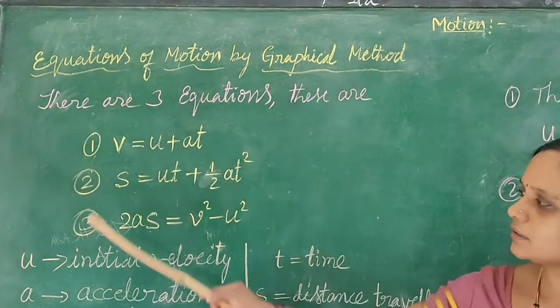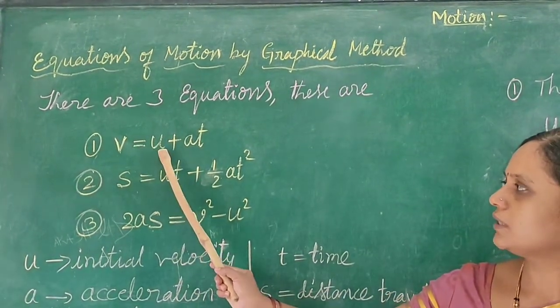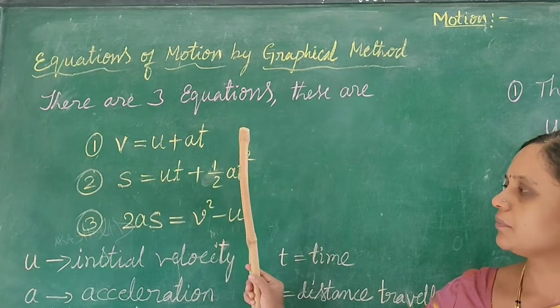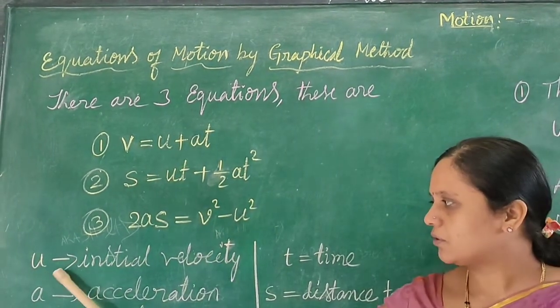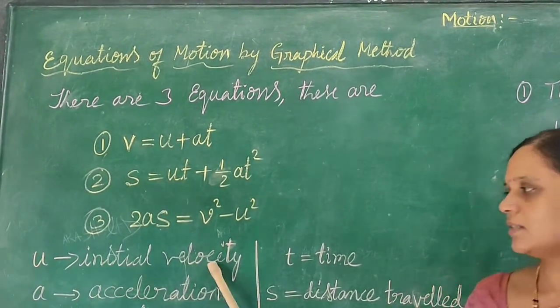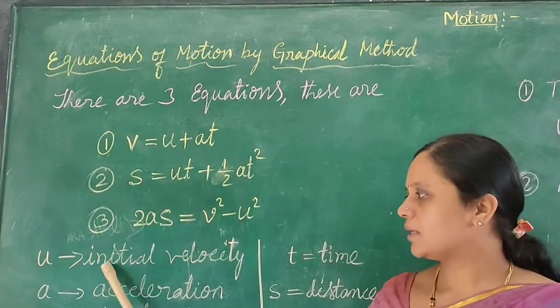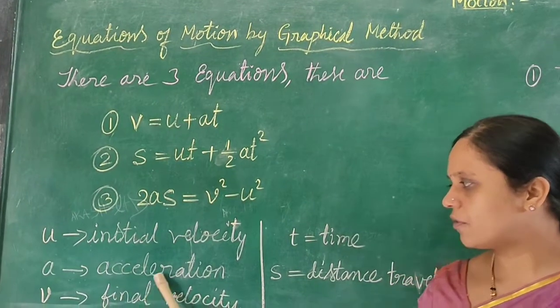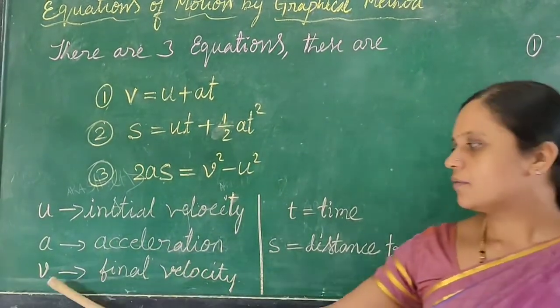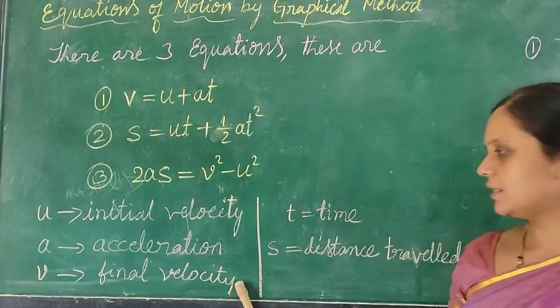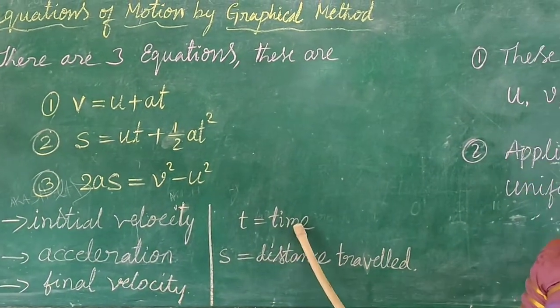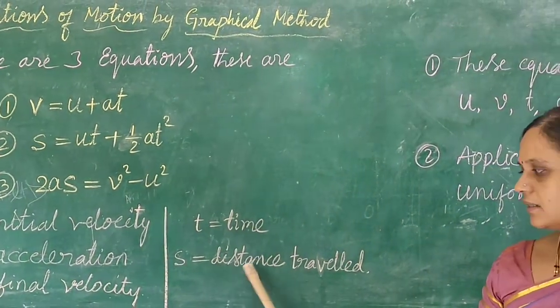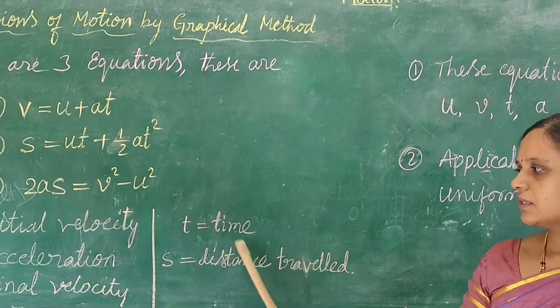Students, you already know what v, u, a and t indicate. Here u is denoted by the initial velocity. u is nothing but initial velocity. a is uniform acceleration, v is final velocity, t is time, and s is distance travelled. So these terms are denoted like this.